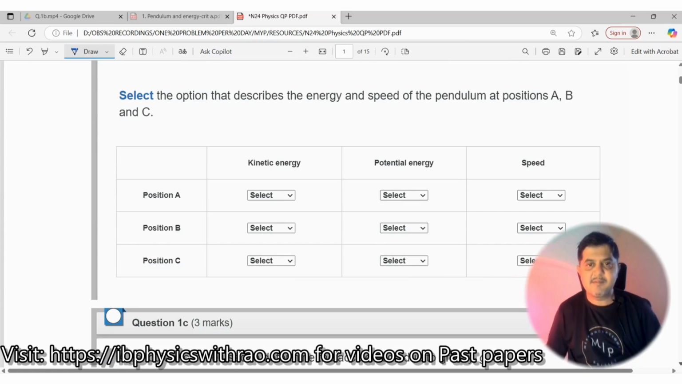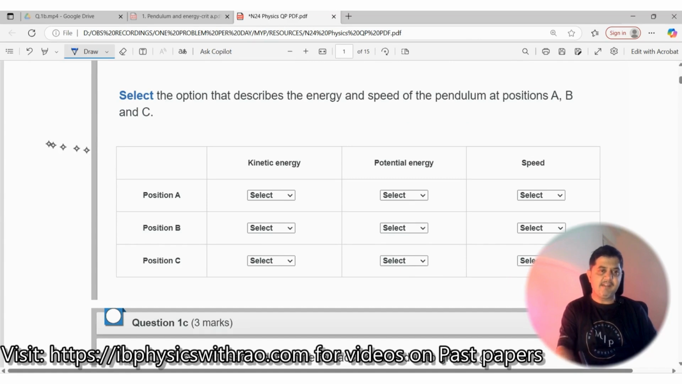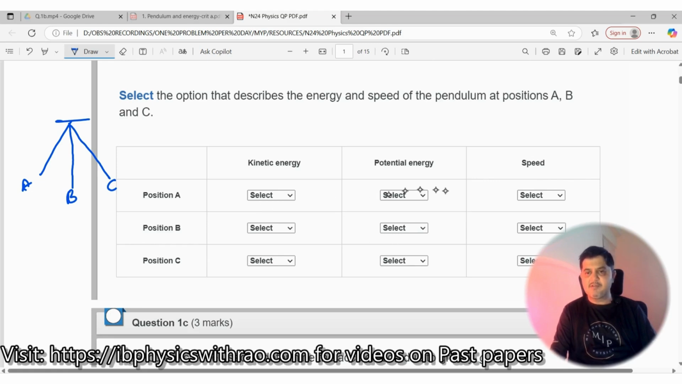Select the option that describes the kinetic energy and speed of the pendulum at positions A, B and C. So how was it now? This was the pivoted point. This was your point A. This was your point B. And this was your point C. Now this is a drop down menu. One has to select from the drop down menu to select what is the right one.